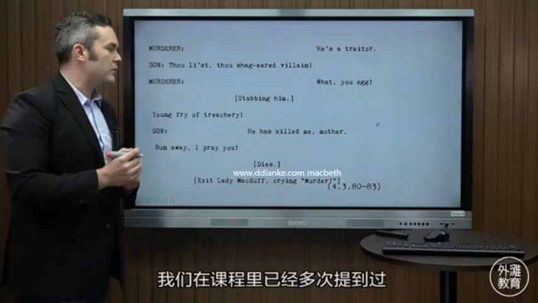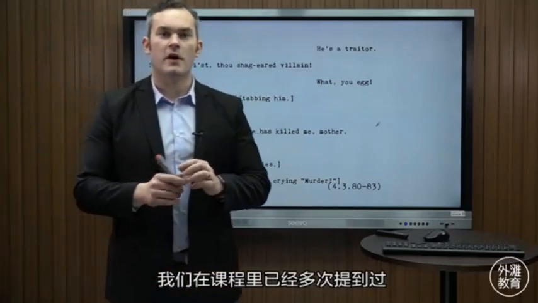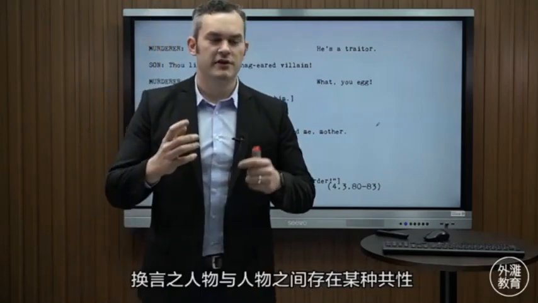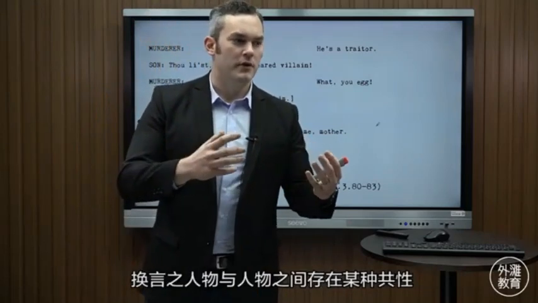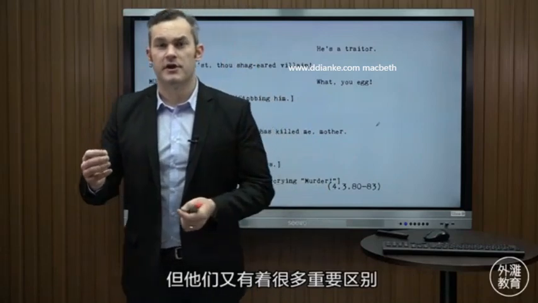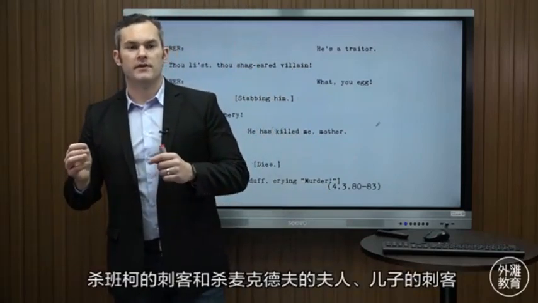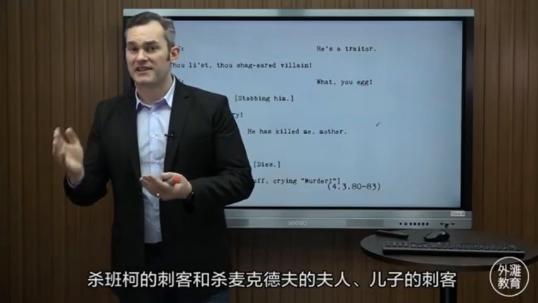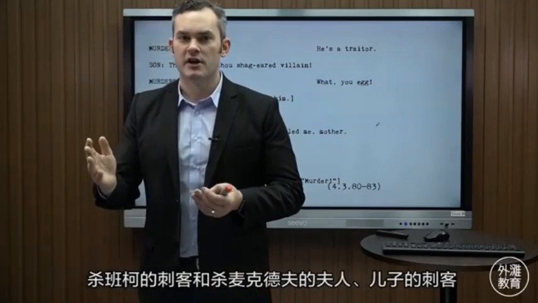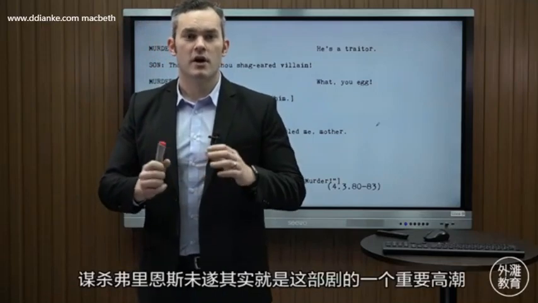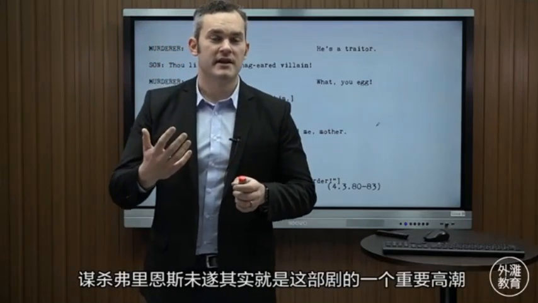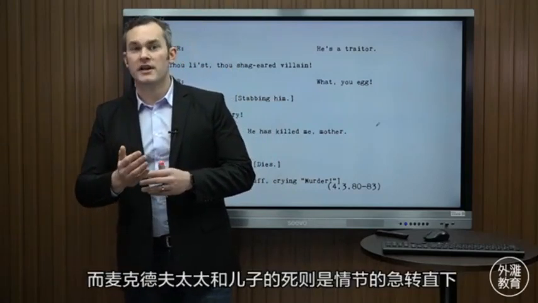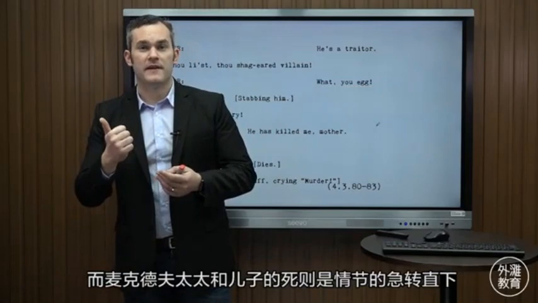Okay, so something we've brought up a couple of times in our course so far is that there's a doubling or a cycling in Shakespeare's Macbeth. In other words, certain characters are almost identical to other characters, but are different in key ways. So the murder of Banquo and then the murder of Lady Macduff and Macduff's son are kind of doubles of one another. So a key part of the climax is the failure to murder Fleance. A key part of the falling action is the murder of Lady Macduff and Macduff's son.